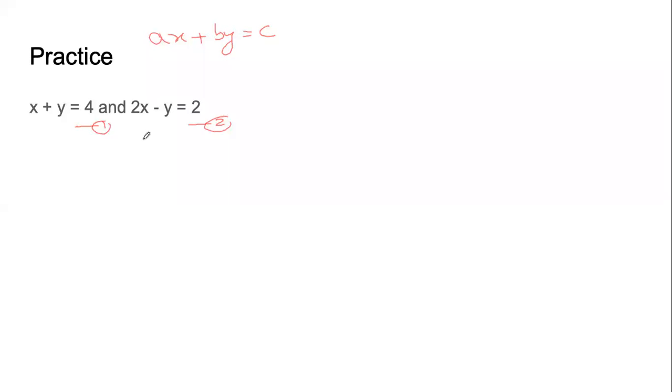If we focus on the first equation, the x term and y term are on the LHS. The non-variable term 4 is on the RHS. If we look at equation number 2, the x term and the y term are on the left hand side. The non-variable term, which is 2, is on the right hand side. So yes, both equations are in the form ax plus by equals c.